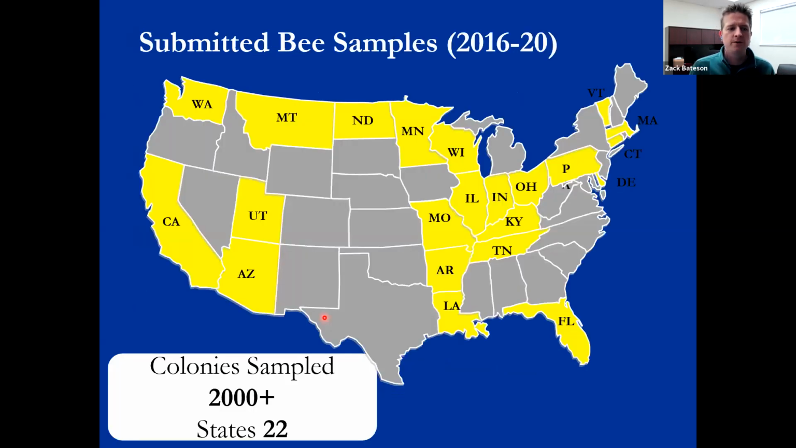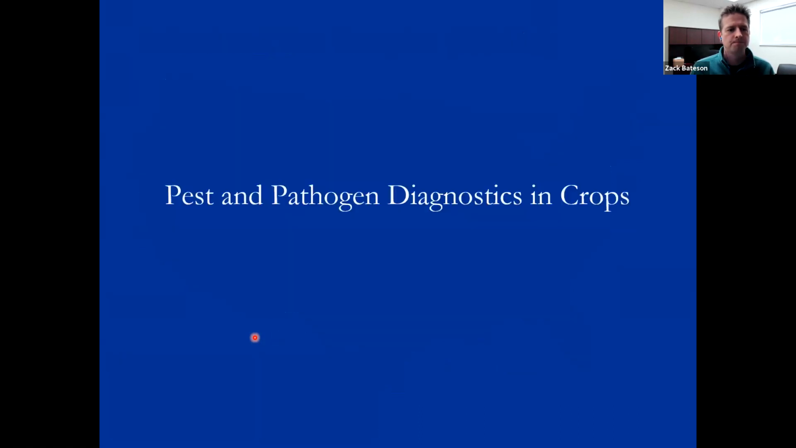And like I said, we do have clients from across the US that provide samples for our testing. We've tested over 2,000 samples in 22 states. So we have a lot of different projects going on, as well as individual beekeepers sending us samples. So I'm going to shift a little bit. Instead of talking about bee pathogens, I'm going to talk about crop pathogens.